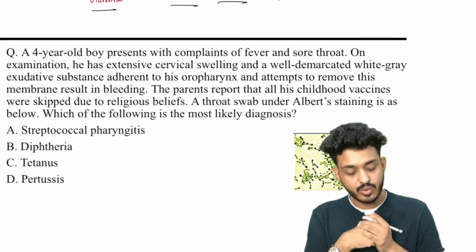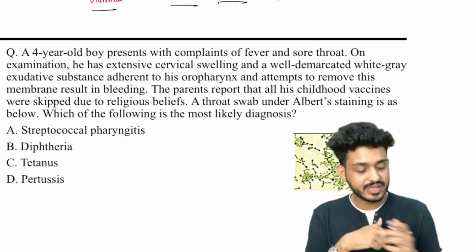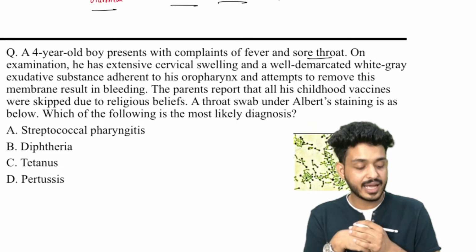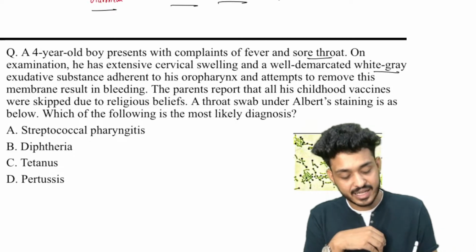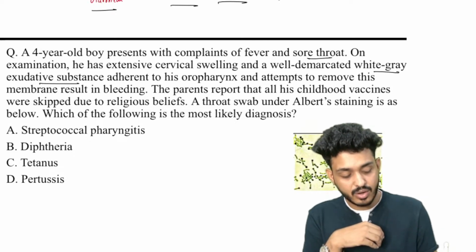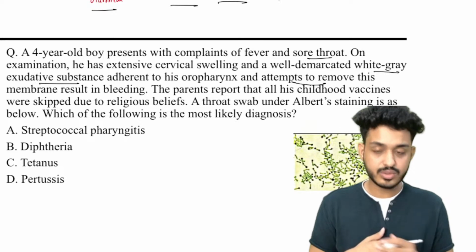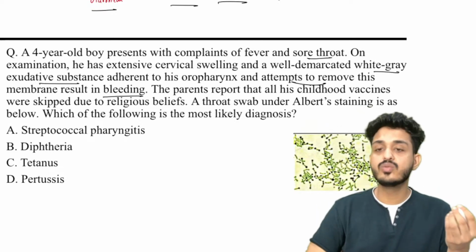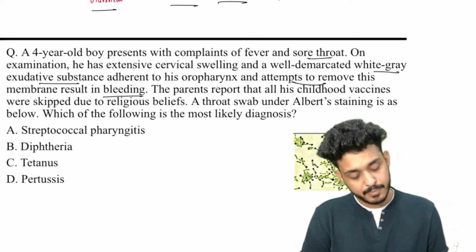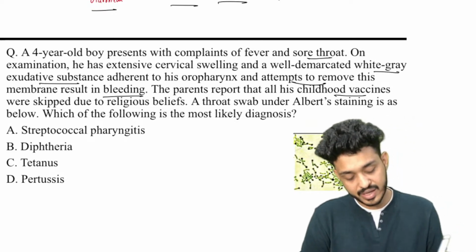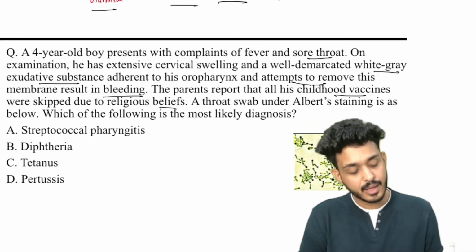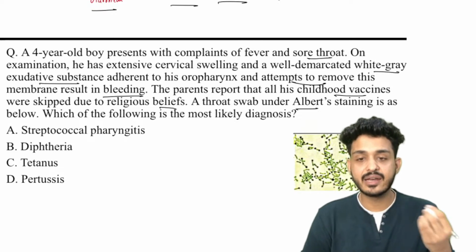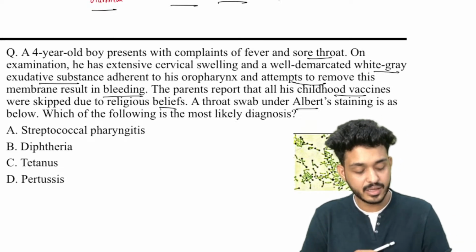A 4-year-old boy presents with complaints of fever and sore throat. On examination, he has extensive cervical swelling and a well-demarcated white-gray exudative substance adherent to the oropharynx. When he tries to remove this membrane, basically it is a pseudomembrane, what will happen? There will be bleeding, right? The parents report that all his childhood vaccines were skipped due to religious belief, though a throat swab was done under Albert staining, and it was the image that is coming below, right?